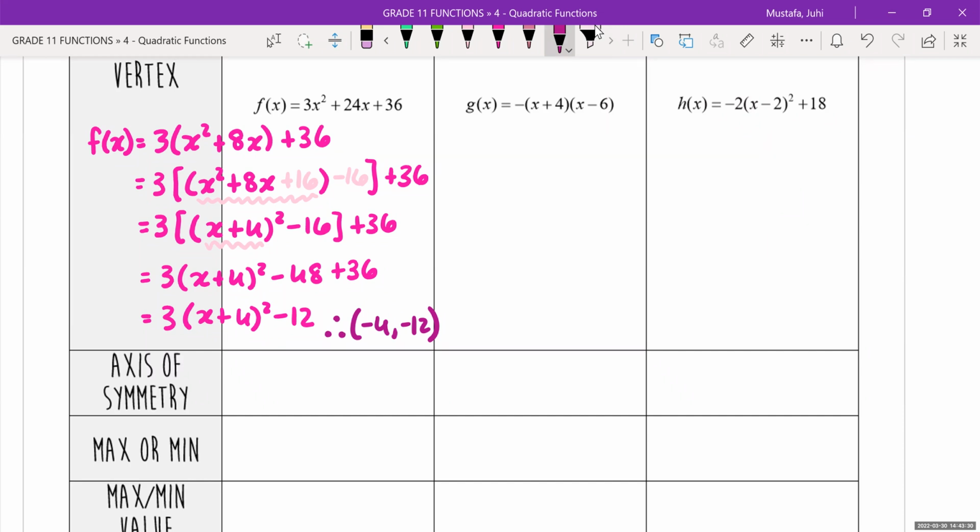We're actually going to go to the last example before we do the middle one. And the reason why is because the last example is already in vertex form. So do I need to do any calculations for this? Nope. The vertex would just be 2, 18.